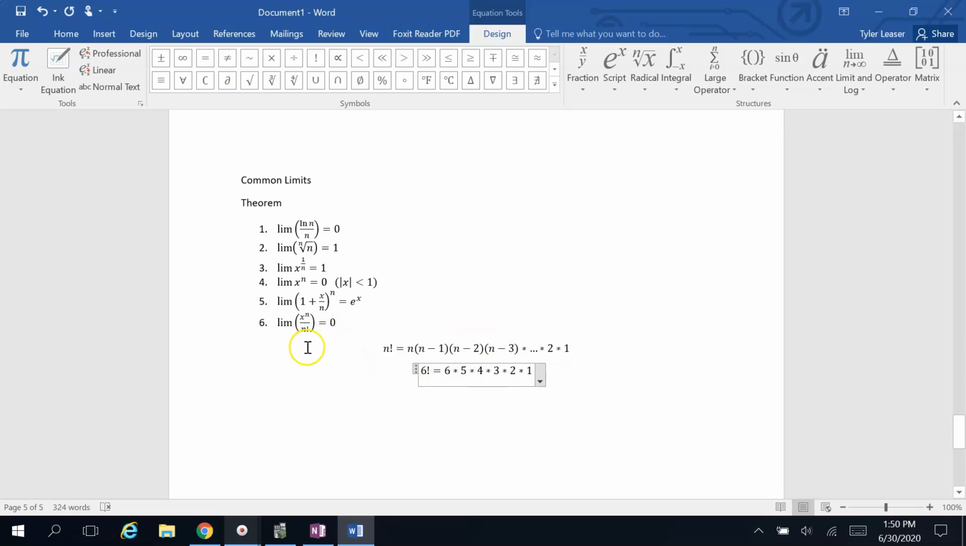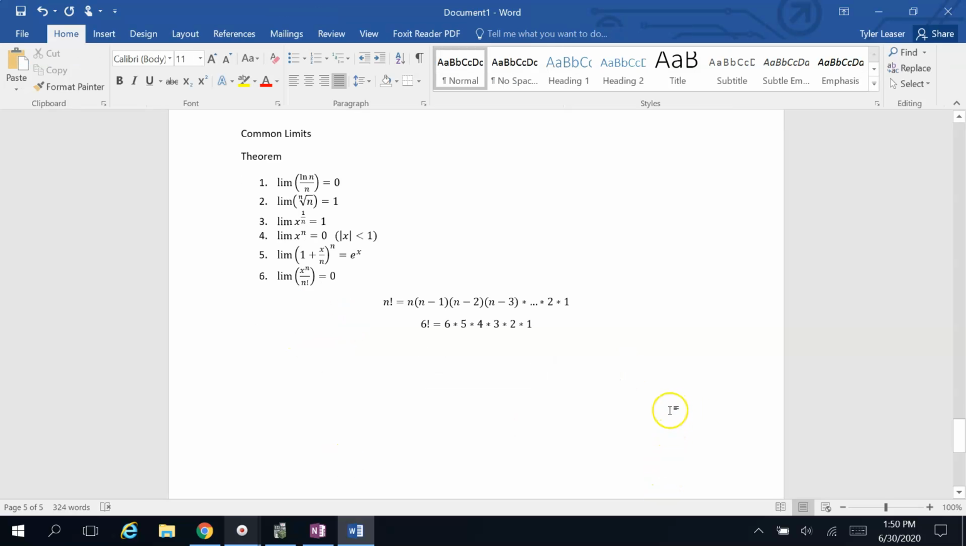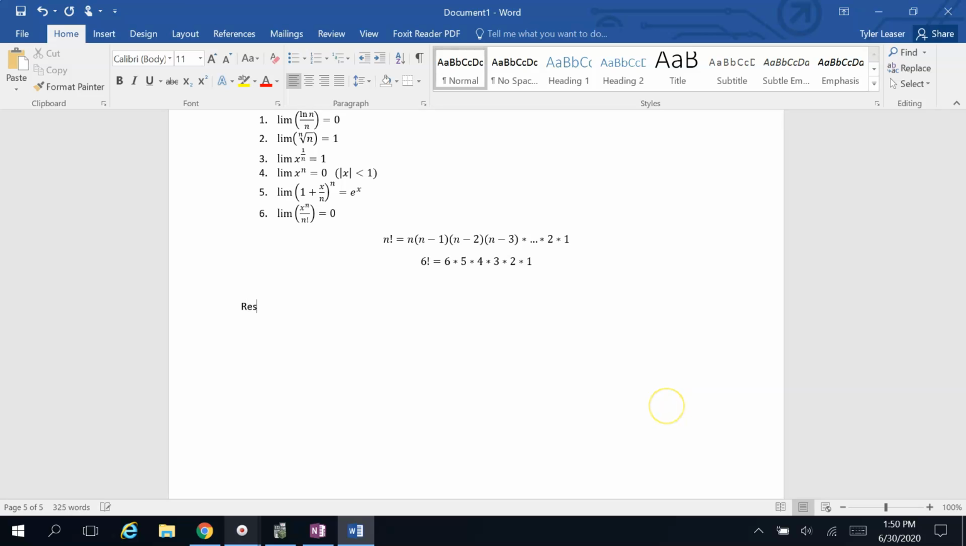Factorials are always the biggest things. By biggest, I mean that it increases the fastest. So because this denominator increases so much faster than the numerator does, this whole fraction just goes to 0. Okay, moving on.